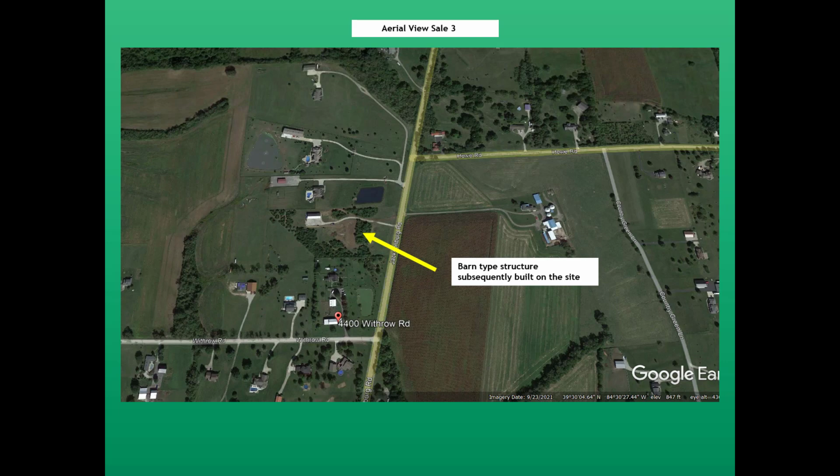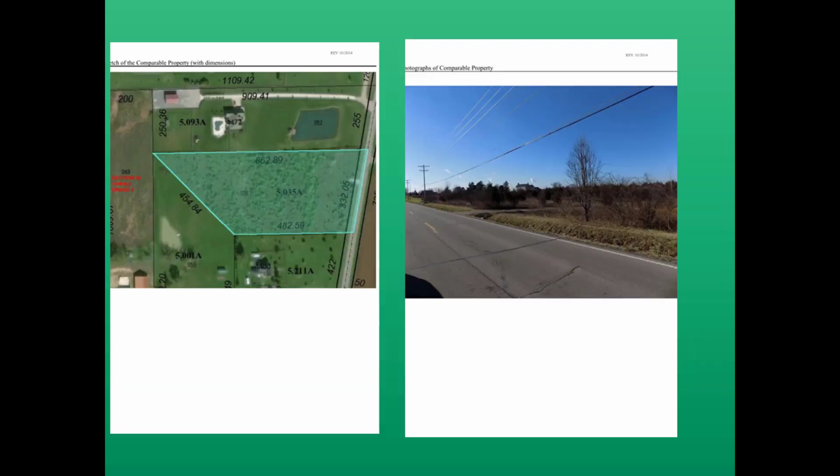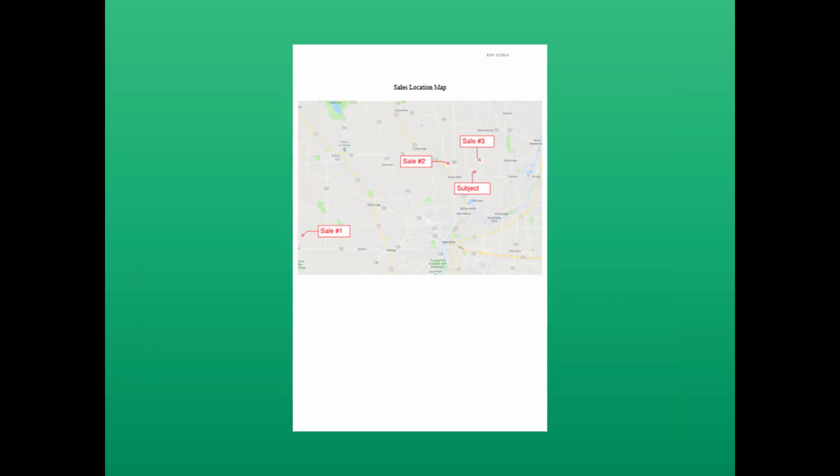Note that at time of sale it was vacant, but subsequent to the sale, a barn structure was built on the property. Here's a sketch of that property. You can see the numerous trees that are on the property. The aerial that we saw previously, many of those trees were removed. And to the right is a photo of that property. Here's the sales location map. You can see that sales 2 and 3 are in close proximity to the subject. Sale 1 lies out further.